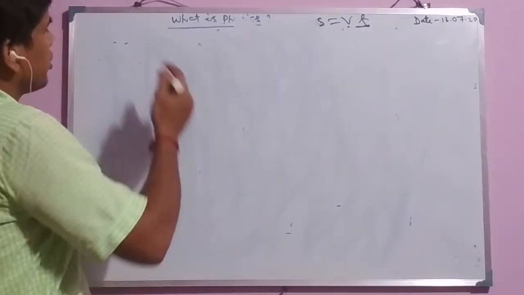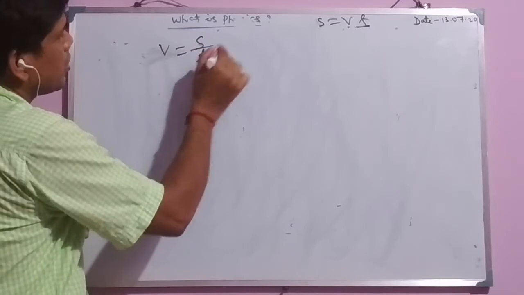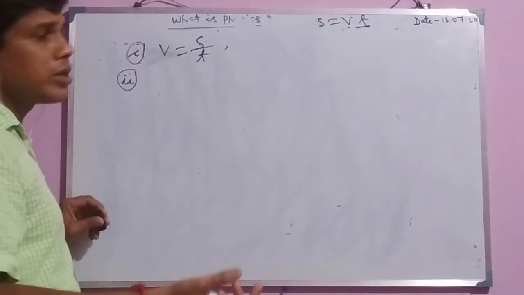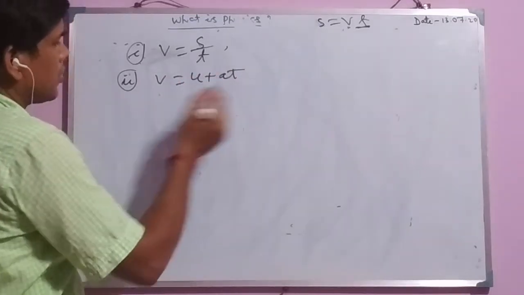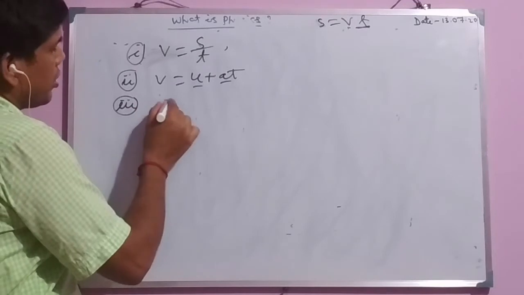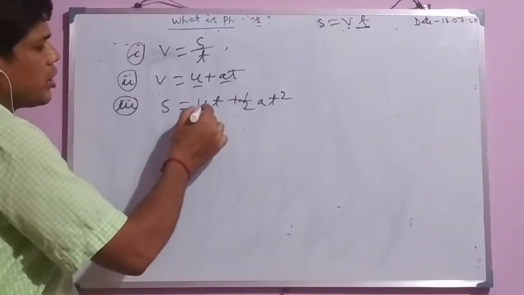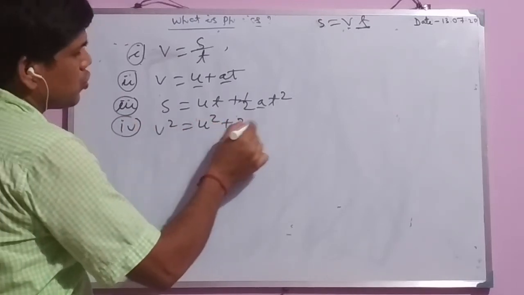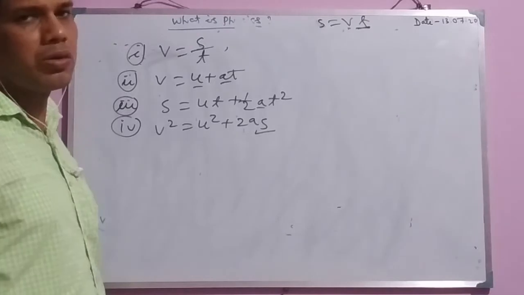Some physical formulas you have to memorize also. You already know that V equal to S by T, where V is the velocity, S is displacement, and T is time. Number 2, V equal to U plus AT, where V is the final velocity, U is the initial velocity, A is the acceleration, T is the time. Number 3, S equal to ut plus half at². Number 4, v² equal to u² plus 2as, where v is the final velocity, u is the initial velocity, s is the displacement. Just memorize these formulas, you already know them.